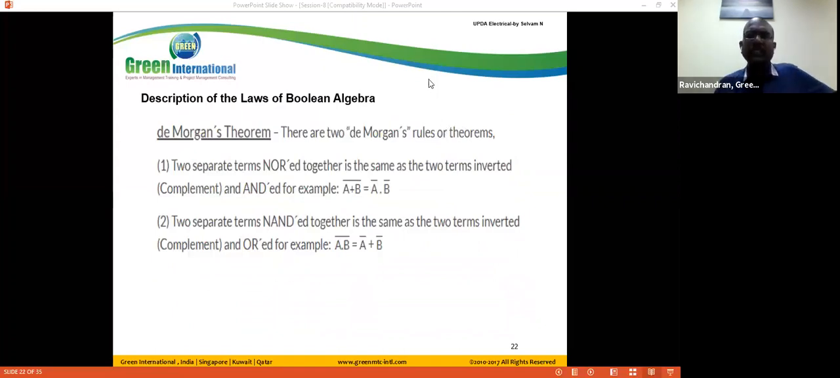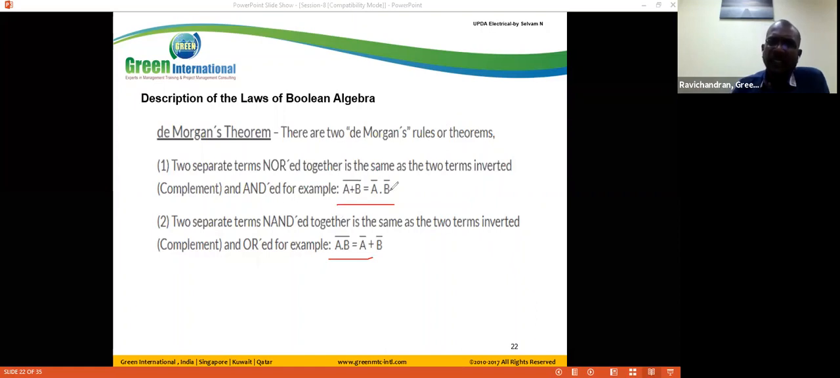Another important one is De Morgan's theorem. Just remember this theorem because sometimes we need to simplify the given equation. At that time, De Morgan's theorem helps to reduce the equations. A plus B, the whole bar, is equal to A bar dot B bar, and A dot B, the whole bar, is equal to A bar plus B bar. Here addition, here multiplication, here multiplication, here addition. That's all. Simple thing.